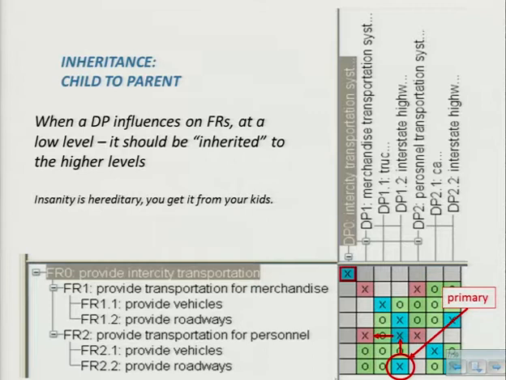All right, so what happens? There is coupling now. We notice when we get to this level in the decomposition, since we didn't have anything besides the interstate highway system to satisfy the roadways. So primarily, here's where we see it. Here, the child of FR2 is coupled with DP 1.2. So DP 1.2, the interstate highway system, is influencing the child of FR2. So our personal transportation is disrupted by the merchandise.